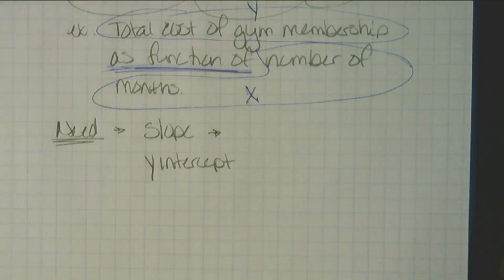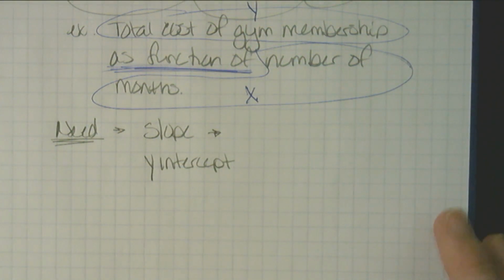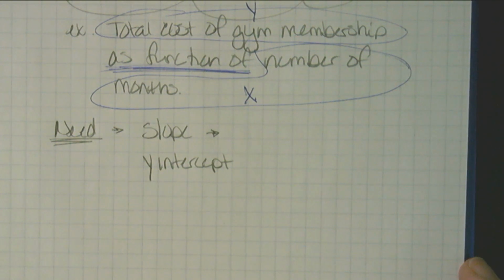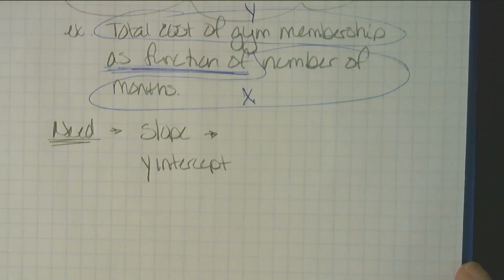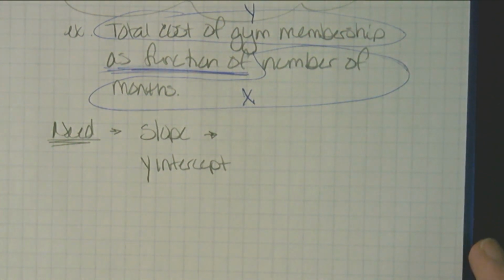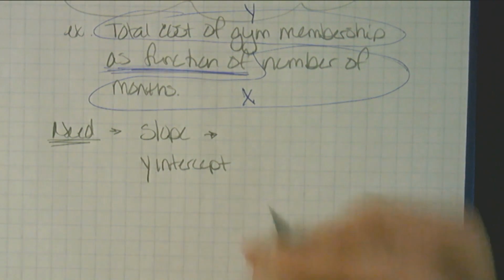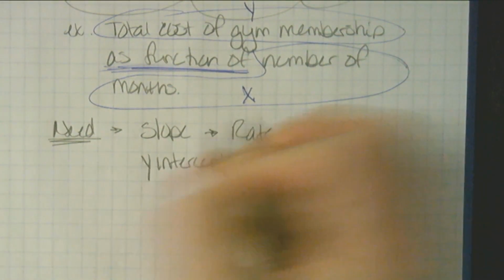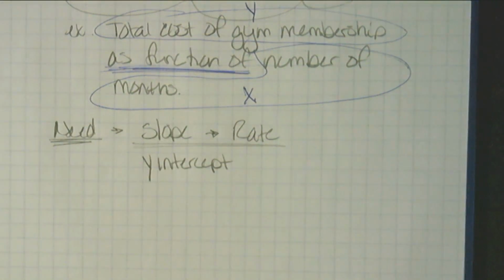Thank you. All right, so how do you think we see a slope in a story problem if it's always the number being multiplied by our x information? Rafaela? That's a rate. It's always a rate. So your slope is always going to be a rate.